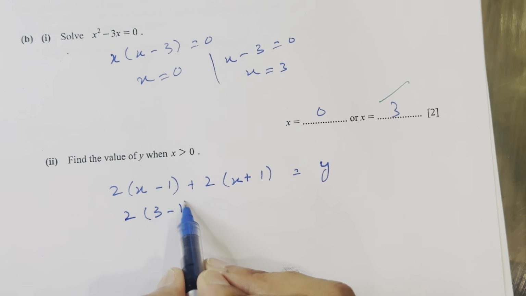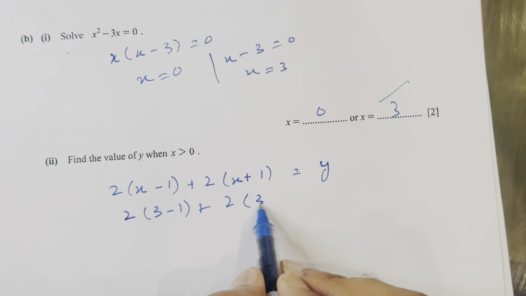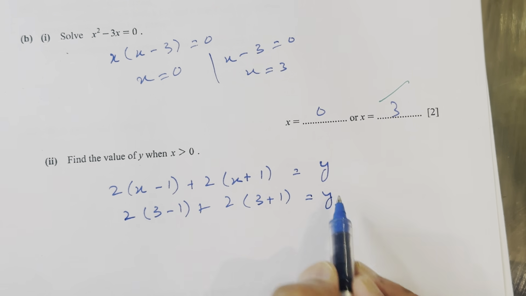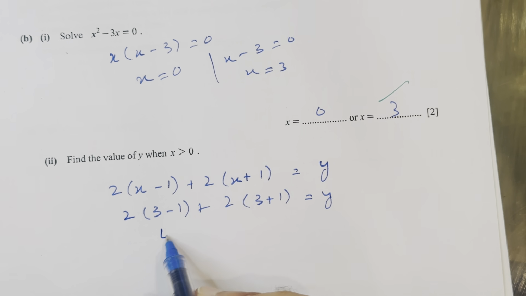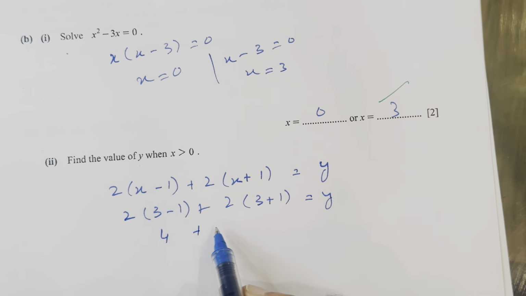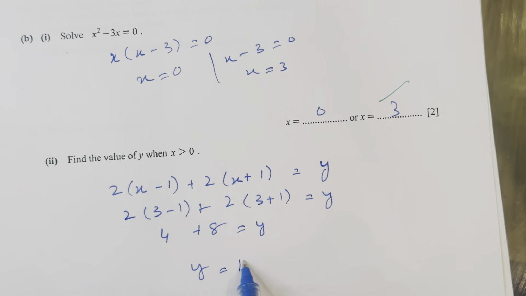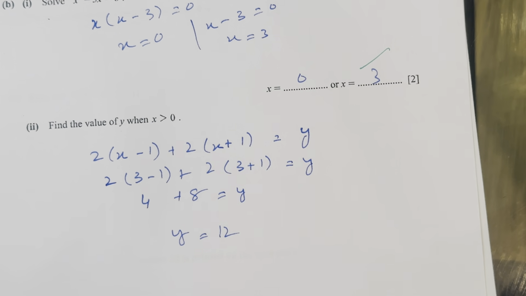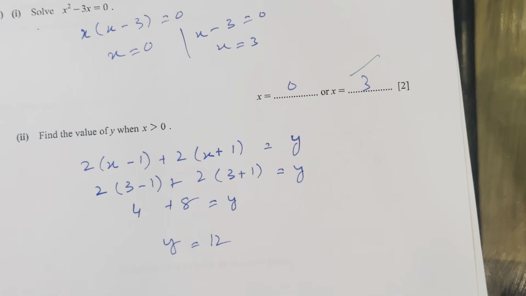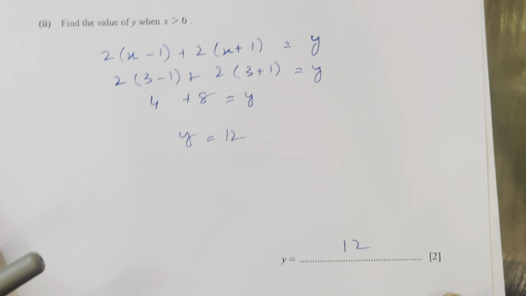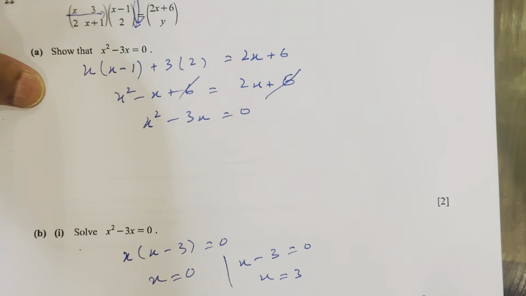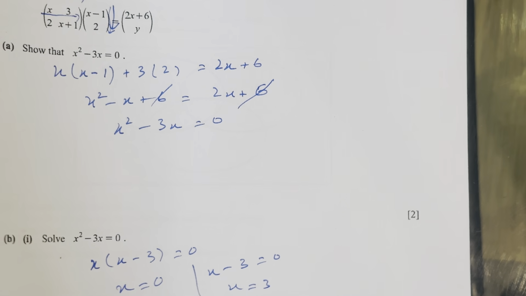The value of 3 would be used for x. 3 minus 1 is 2, 2 into 2 is 4, 3 plus 1 is 4, 4 into 2 is 8. So the value of y would be equal to 12. So the answer is 12. Now we're going to move to the second last question of this question paper.